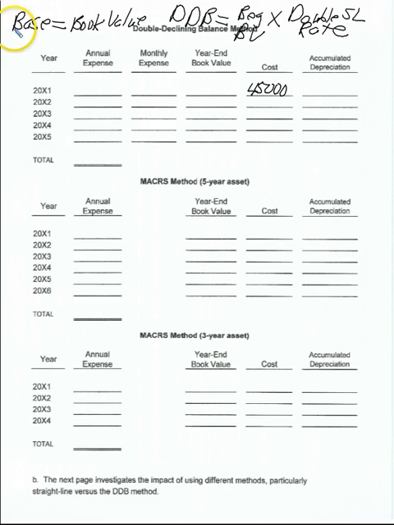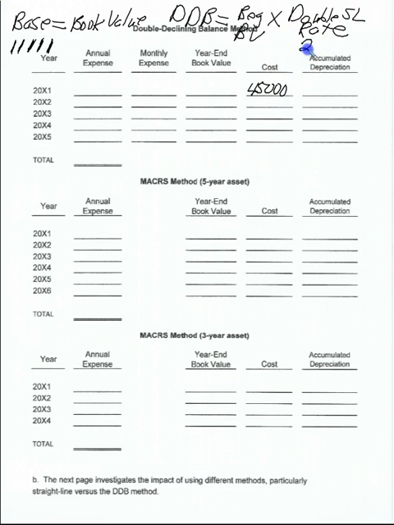Doubling the straight line rate, well, if you think about it, we have 5 years. 1, 2, 3, 4, 5. What's the straight line rate? In year one, it's 1/5. Year two, 1/5. Year three, 1/5. Year four, 1/5. Year five, 1/5. If these were my 5 fingers, each finger is 1/5 of my hand, right? So if we have 5 years, the straight line annual rate is 1/5.